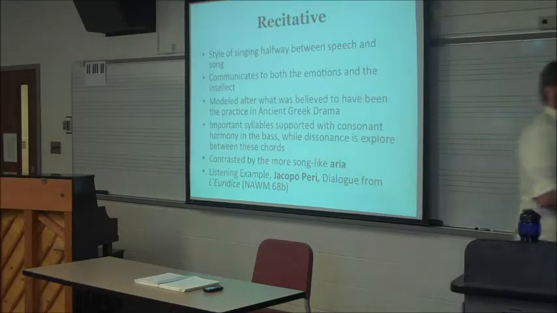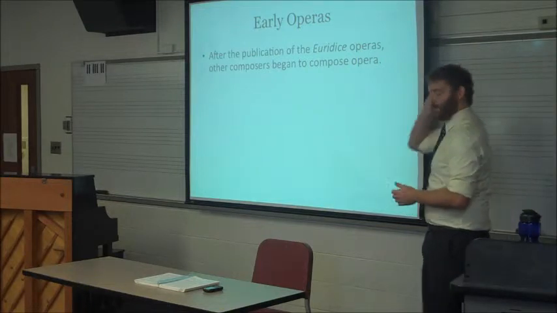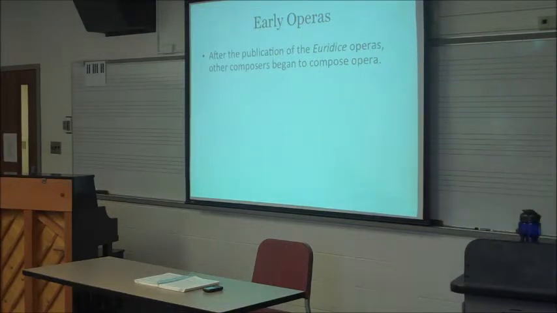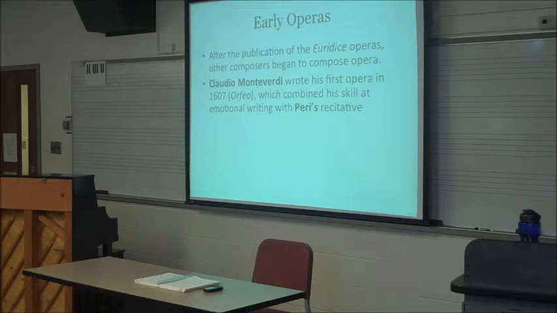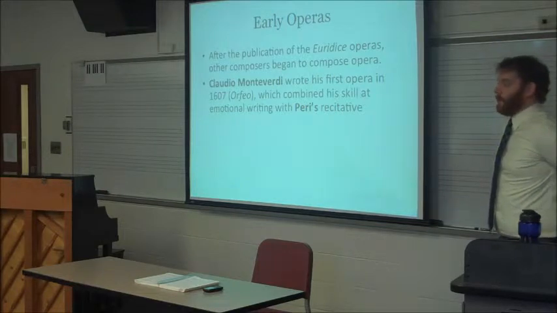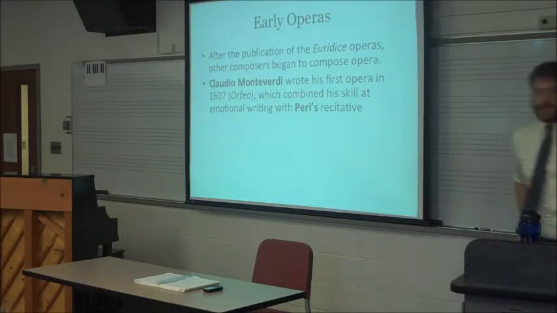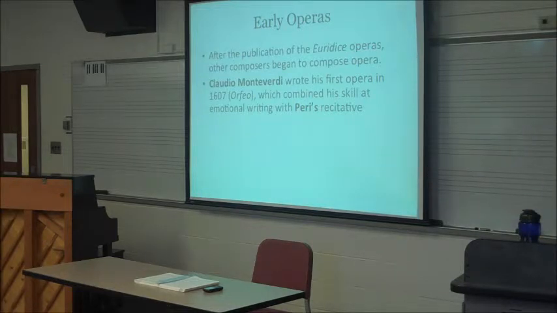Okay, so I want to go ahead and I think this is a good foundation. Look at this more on your own. I want us to go ahead and get to another early opera so we can contrast them a little bit. So I have a publication of Eurydice operas, the Peri and the Caccini. The style begins to spread and other composers begin to work with opera. Most importantly, the composer we've talked about a few times already, Claudio Monteverdi, who wrote his first opera in 1607, also on the story of Orpheus.